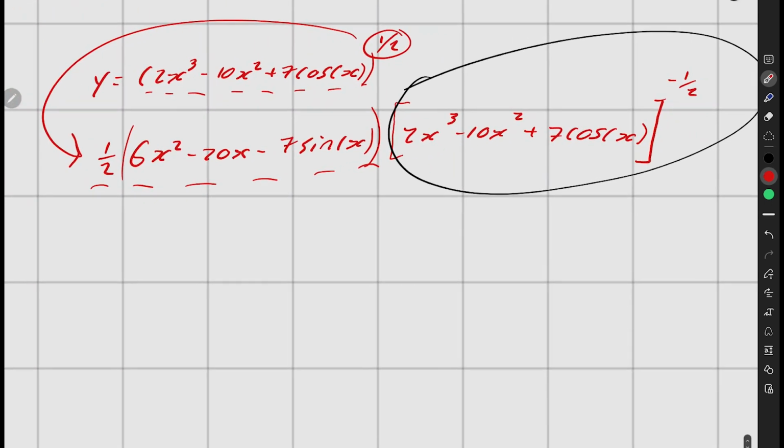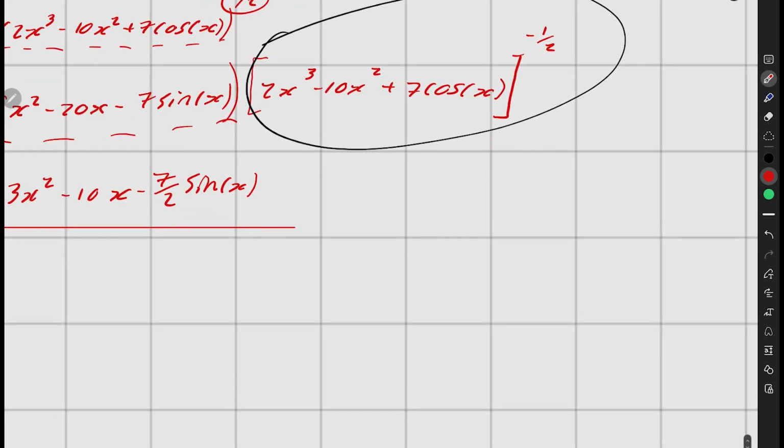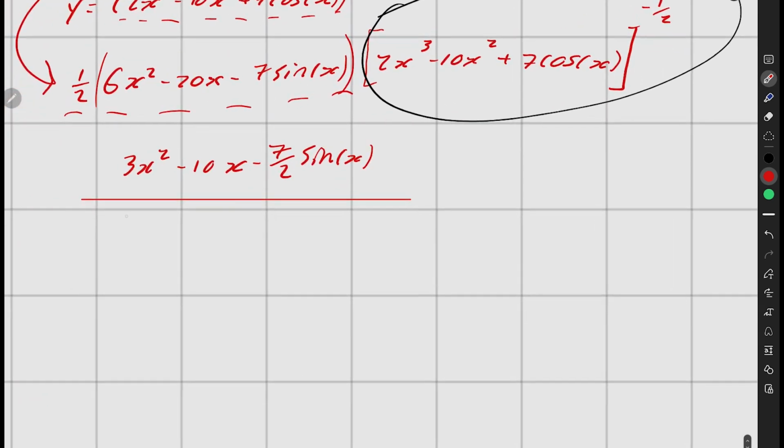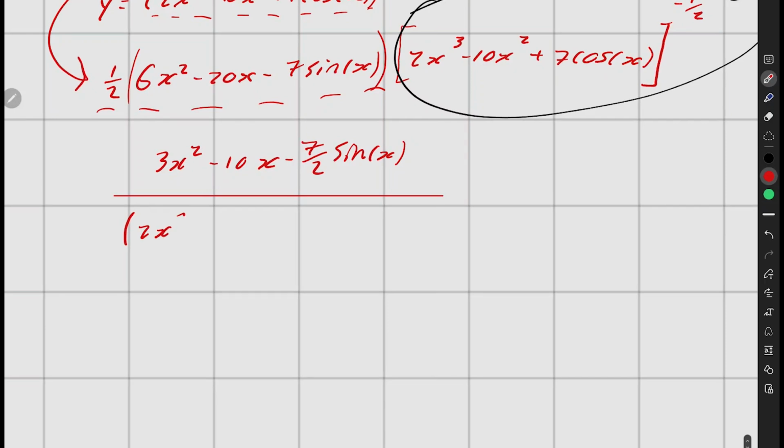Let's work on expanding the first part of the function. We know a half times 6, half of 6 is going to be 3x squared, a half of 20 minus 10x, and then we're going to have minus 7 on 2 sine of x. And this is where we can bring this down to the denominator, so remember to bracket the entire thing because this is all to the power of the half. So we're going to have 2x cubed minus 10x squared plus 7 cosine of x.